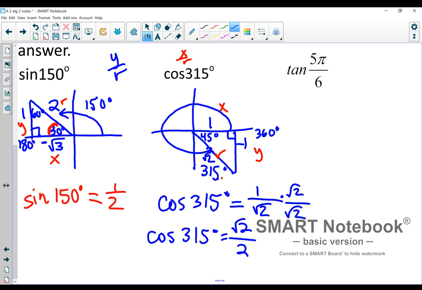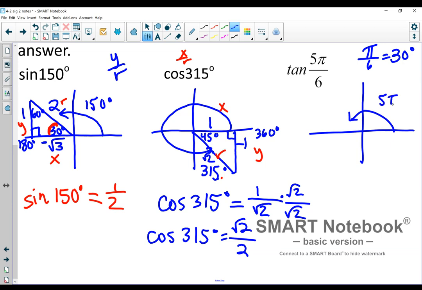Last one, tangent of 5 pi over 6. So I told you that pi over 6 was equal to 30 degrees because 30 is 1/6 of 180. So 6 pi over 6 would be 180. This is going to be really close to 180. So let's go ahead and draw it over to here.